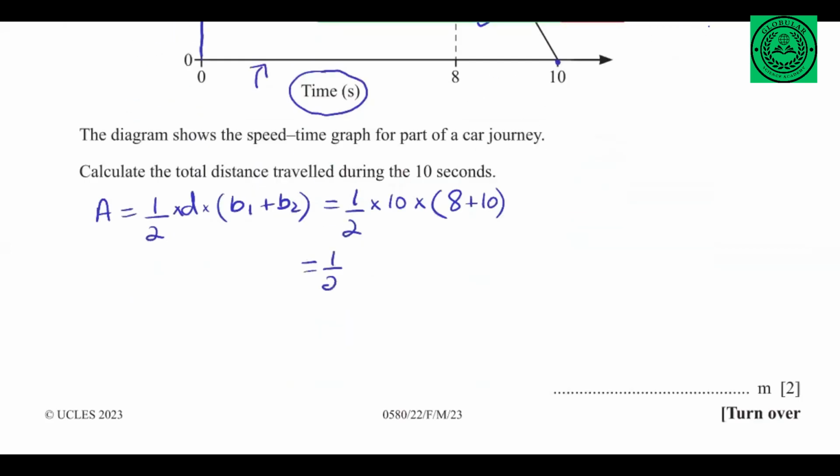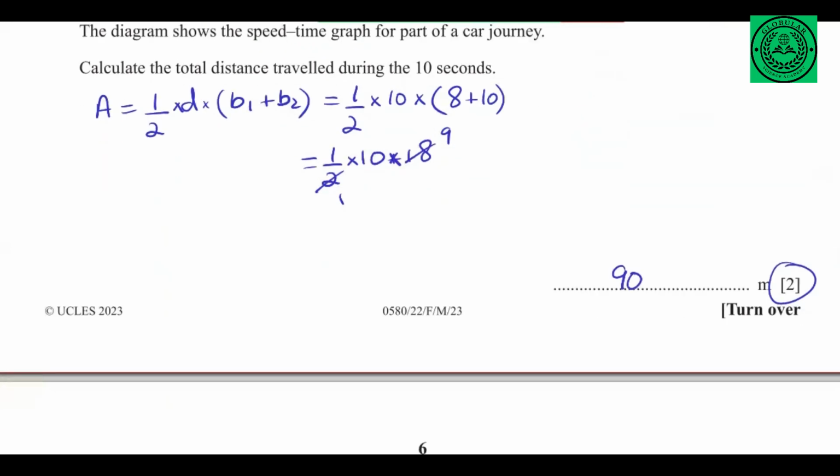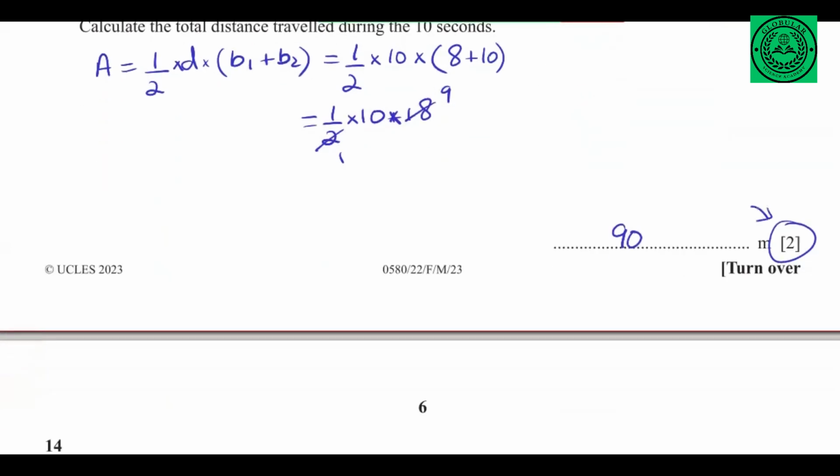1 upon 2 times 10, and 8 plus 10 turns out to be 18. You can use your calculator to calculate this value, or simply cancel out the 2 with the 10, and 2 goes 1 time and 2 goes 9 times into 18, and 10 times 9 is 90 meters, the distance traveled by the car according to the given graph. So, an easy 2 marks question.